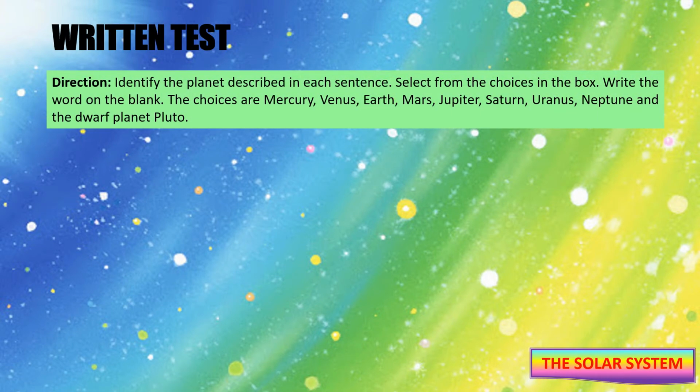Identify the planet described in each sentence. Select from the choices in the box. Write the word on the blank. The choices are Mercury, Venus, Earth, Mars, Jupiter, Saturn, Uranus, Neptune, and the dwarf planet Pluto.